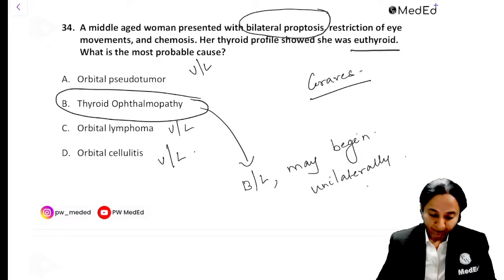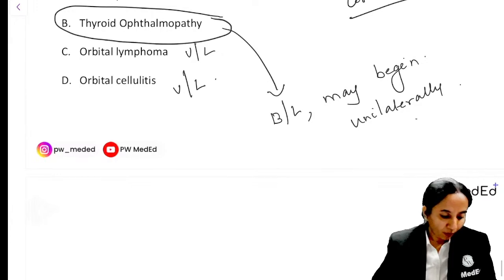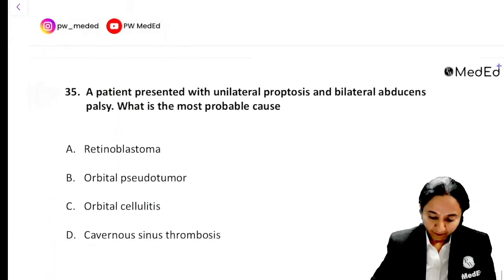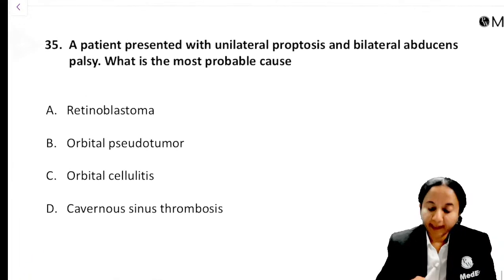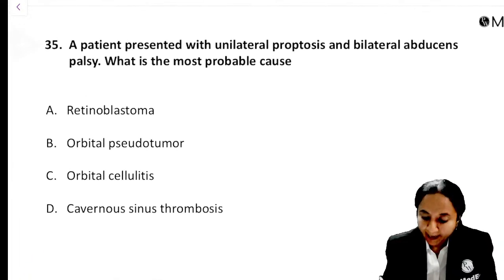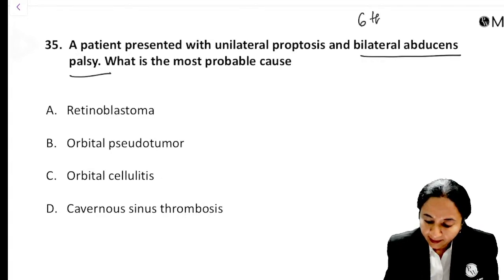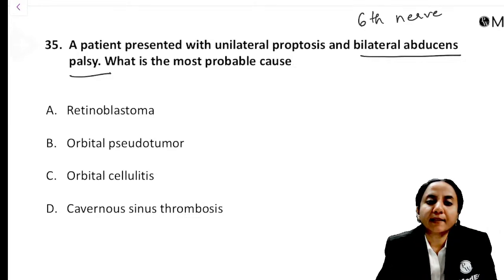Okay, let's go to the next question. A patient presents with proptosis and sixth nerve palsy. So, what is the diagnosis here?